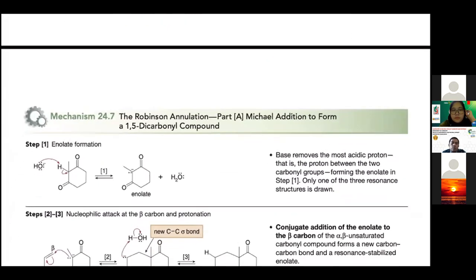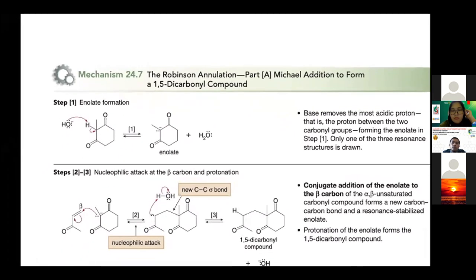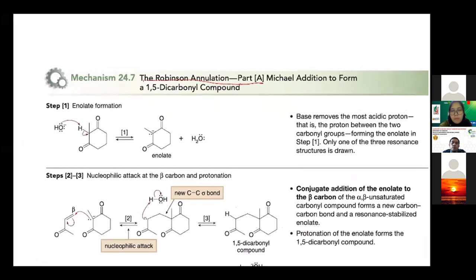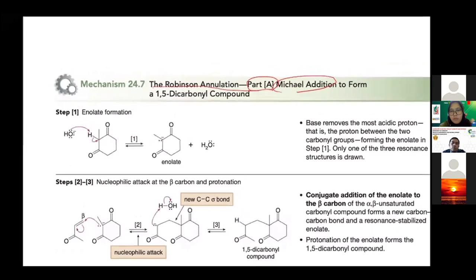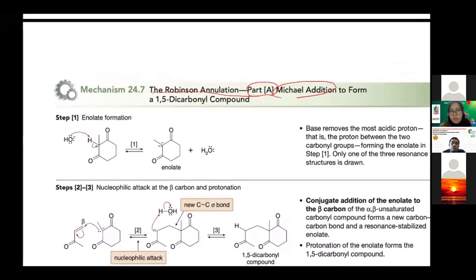And next, this is the mechanism of the Robinson annulation. Yes, the two parts. The first part, the Michael reaction, Michael addition, and next is the Aldol reaction. This explains the Michael addition. Yes, at first, the acidic proton.